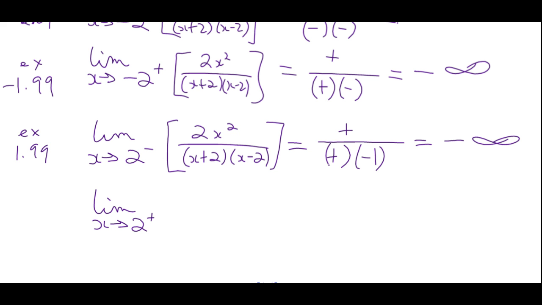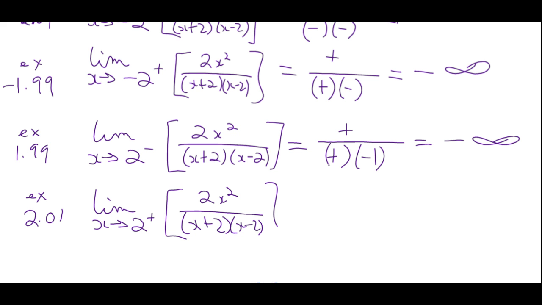And the limit as x approaches 2 from above. Again, we're just going to use 2.01 in 2x squared over (x plus 2)(x minus 2). Again, got a positive there. This is going to be over 4, so it's positive. And this is something bigger than 2 minus 2, a small positive. And that's going to be positive infinity.